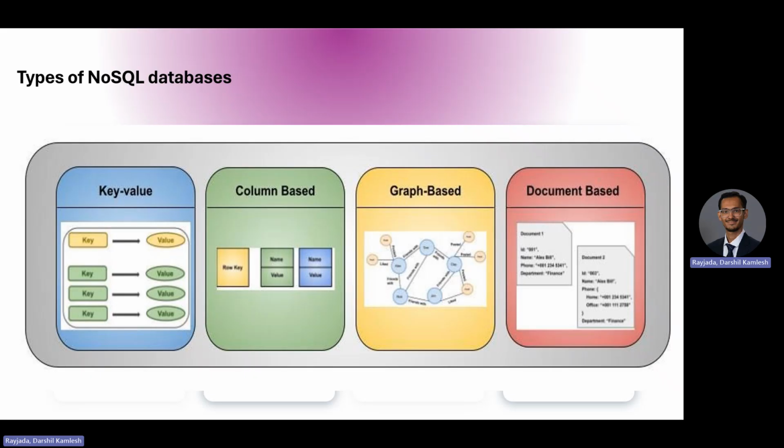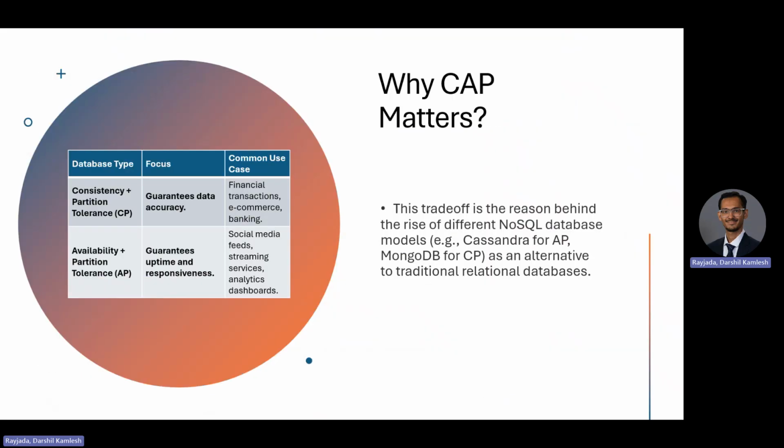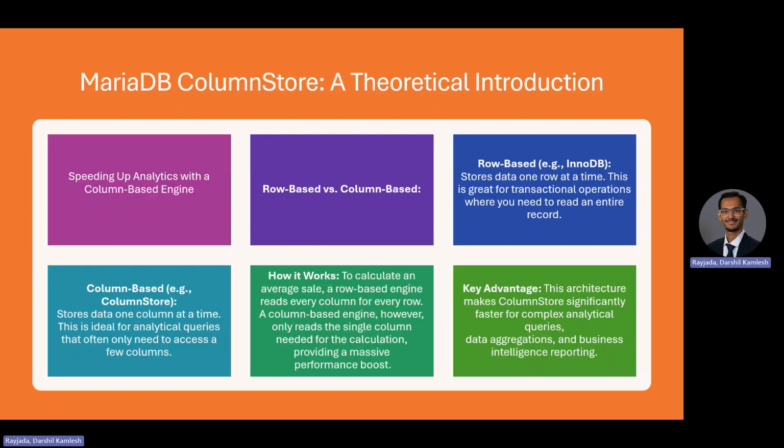And each type exists because of the CAP theorem trade-off. You can't have everything, so you have to pick what matters most for your business. So again, as Dr. Gamilian says, it depends. Consistency plus partition tolerance guarantees data accuracy. It is used for financial transactions, e-commerce, and banking. And availability plus partition tolerance guarantees uptime and responsiveness. Its use cases are in social media, streaming services, and analytics dashboards. So it's a trade-off, the reason behind the rise of different NoSQL database models: Cassandra for AP, MongoDB for CP.